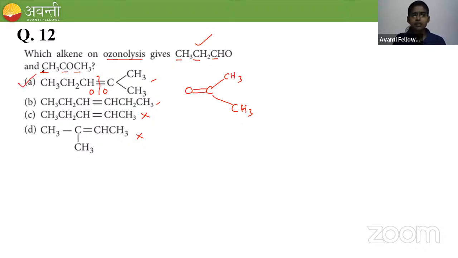And what would be the product you would get from option B? If option B is taken as the reactant, on ozonolysis, what types of products will you get from the reactant given in option B? Can you name the product that you will get from option B?